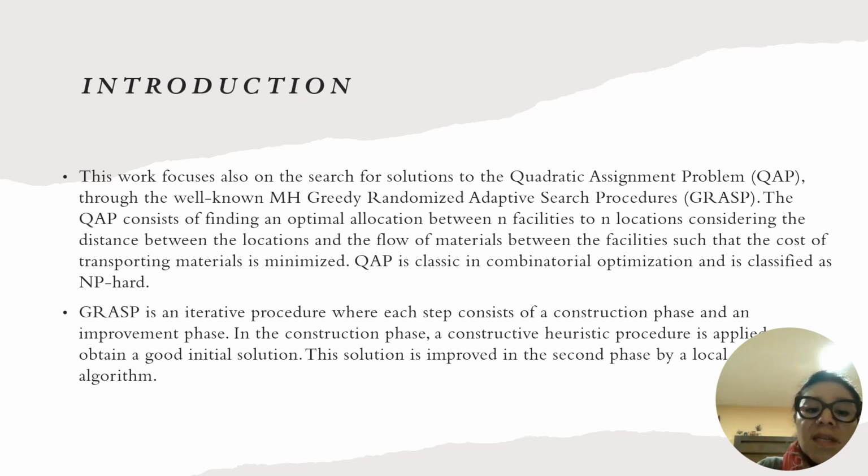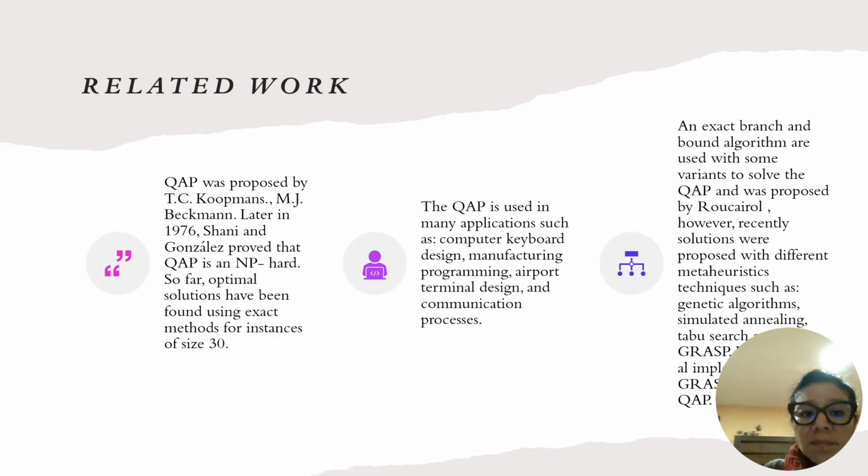GRASP is an iterative procedure where each step consists of a construction phase and an improvement phase. In the construction phase, a constructive heuristic procedure is applied to obtain a good initial solution. The solution is improved in the second phase by a local search algorithm.